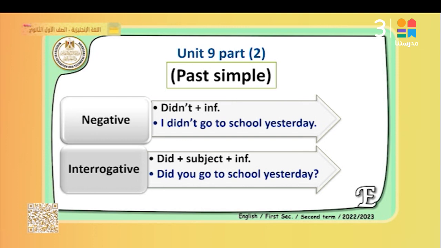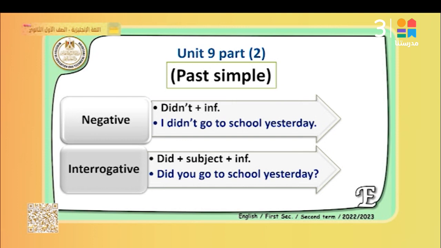How can we form the negative? We use didn't plus the verb infinitive. So I say, I didn't go to school yesterday. What about the interrogative? When we ask a question, again, we use did plus the verb infinitive. So we say, did you go to school yesterday? So when we use did or didn't, we must use the verb infinitive.